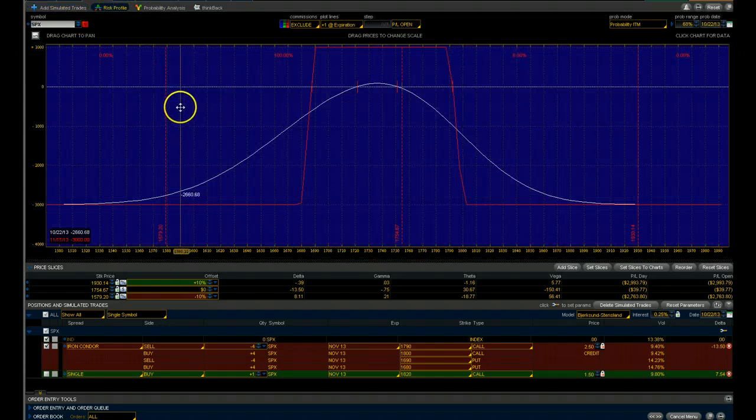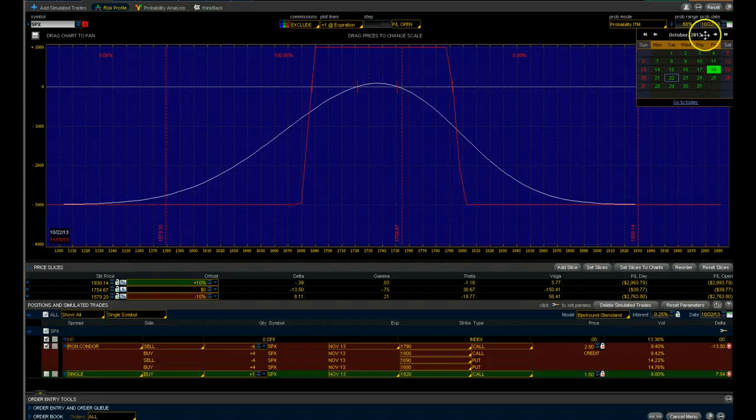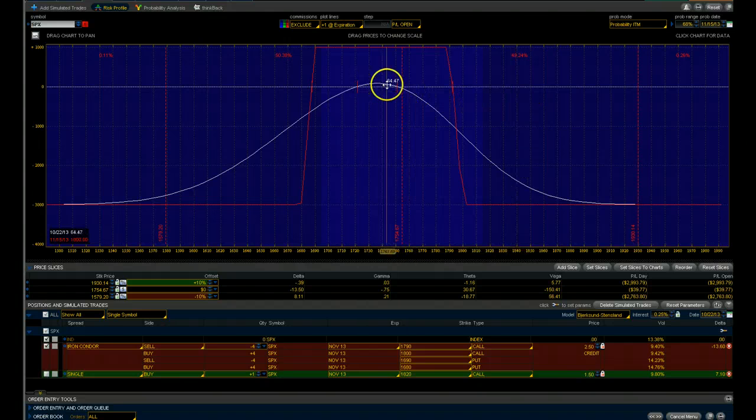If we take a look at the risk profile here, the red line is the expiration line, and the white line is our T line. T means today, so it's T plus 0. So this is what we're looking at right now. Here's today's price, 1754, and we're sitting basically right here. So this trade will run through November.